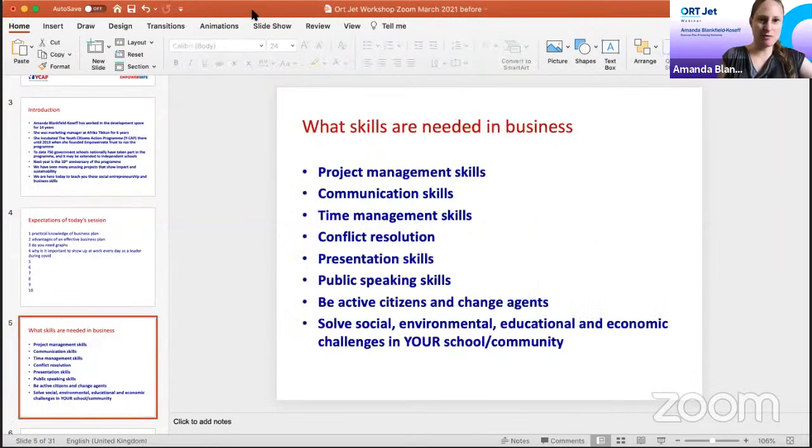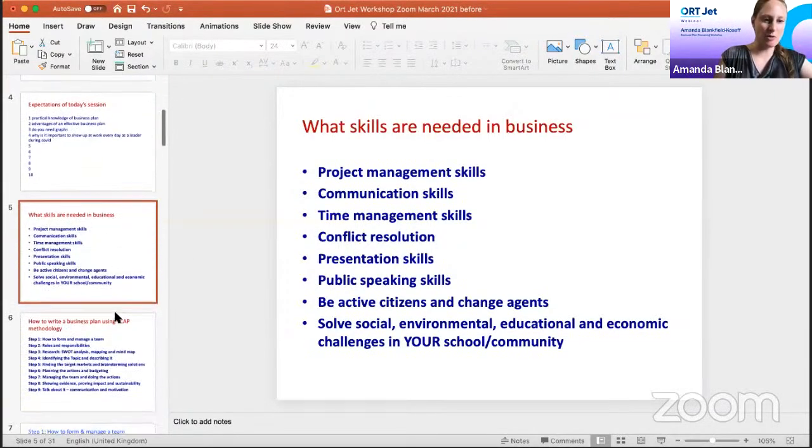Okay, so now we're going to move on. So what skills are needed in business? So project management skills, communication skills, time management, conflict resolution, presentation skills, public speaking skills, being active. When I say active citizens and change agents, it's having a mindfulness about the community around you and not only being focused on profits, not only being focused on your own personal needs or your own business needs, but also looking more broadly and trying to make a positive change in your society.